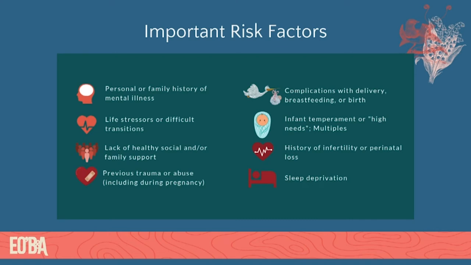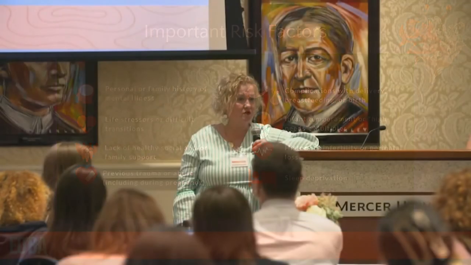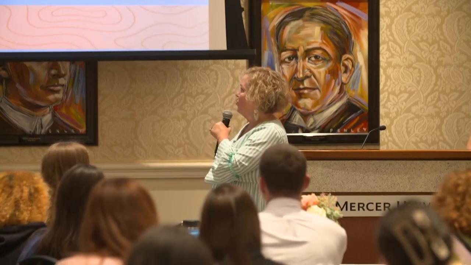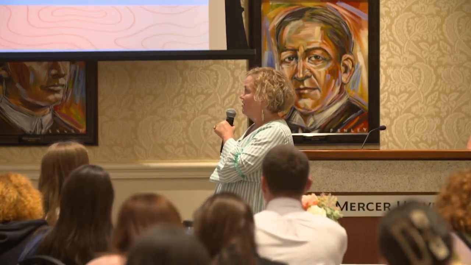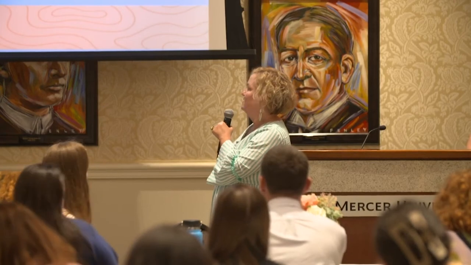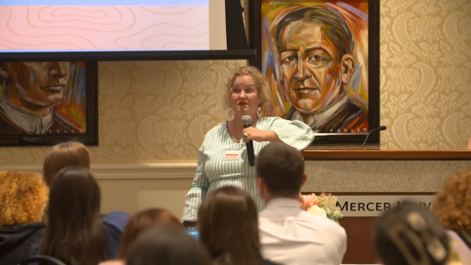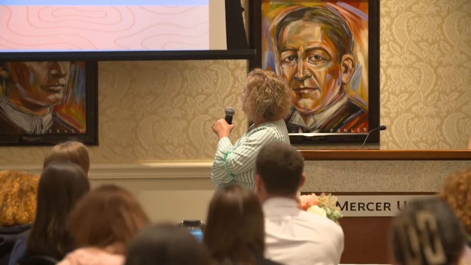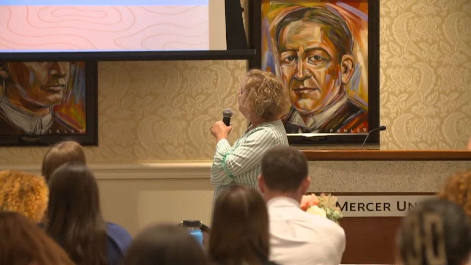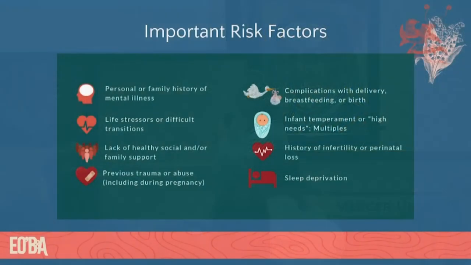So that's something significant. If we know that this is a time that people go through a lot of transition, so they're moving because of having a baby, moving maybe to a different home, moving because of work. Sometimes we don't have those levels of social supports that are so important. Obviously, we have to look at their history and have they had previous trauma or abuse? Is there obstetric violence occurring during their birth? Complications with breastfeeding or birth? So all of these are really important risk factors.